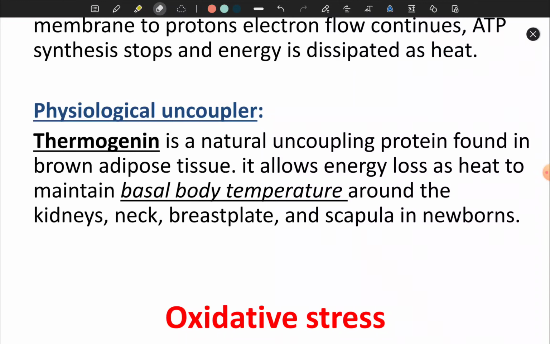That's why it's called physiological, because it's present only in the back of the neck of the newborn, in brown adipose tissue, and acts exactly the same as 2,4-dinitrophenol. Energy will be released 100% as heat, but only in this part to maintain the body temperature of the infant or newborn baby within the normal range. So, it's a natural uncoupling protein found in brown adipose tissue. It allows energy loss as heat to maintain basal body temperature, and is also present around the kidney, neck, breastplate, and scapula in newborns, but mostly it's present in the back of the neck of the newborn.